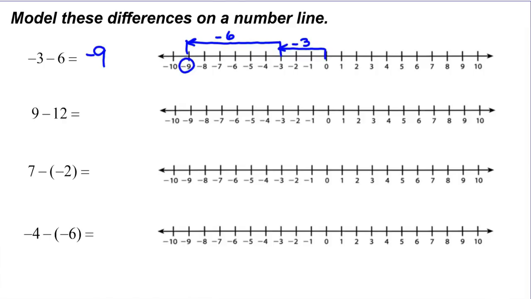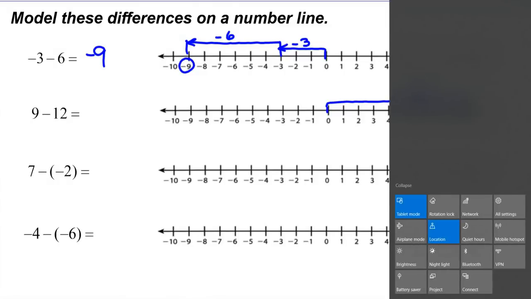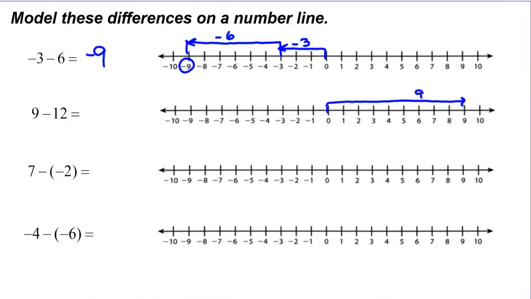Next one, 9 minus 12. I'm going to start here at 0 and go to 9. And I'm decreasing it by 12, which is a positive number. So this is going to decrease the value. I'm going to decrease the value here by 12. So getting back to 0, that'd be 9, 10, 11, 12. So that's decreasing the value by 12, and that puts me at negative 3 on the number line.